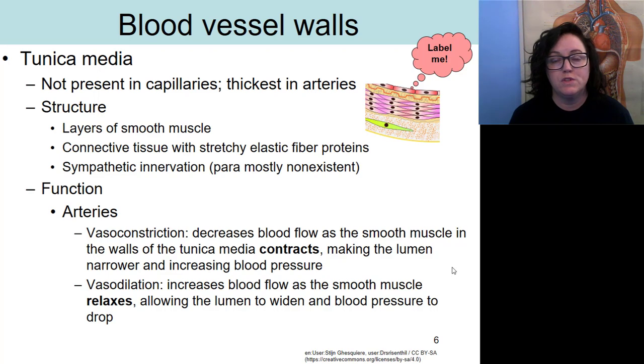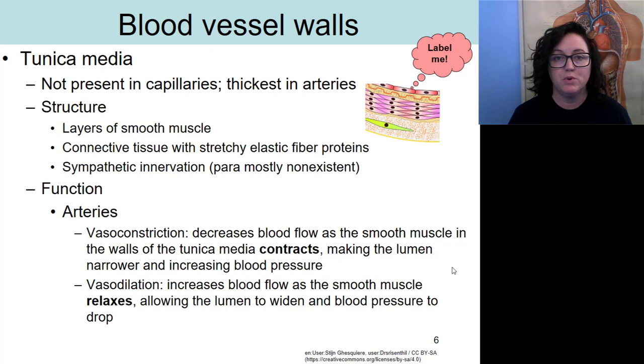In addition to the smooth muscle, there is a layer of really stretchy elastic protein fibers in the tunica media. And this is really important, especially for arteries, because the arteries need to be able to stretch as the blood enters into them. The tunica media does have nervous system input coming to it.